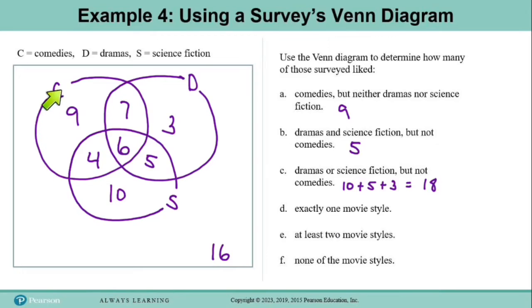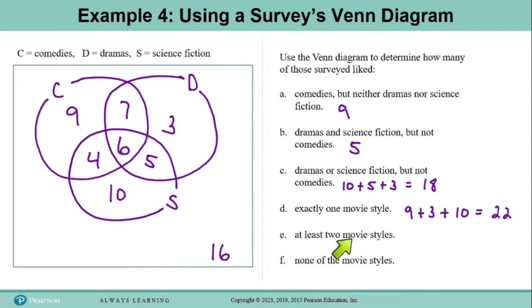Well, these 9 people here like only comedy and nothing else. These 3 people like only drama, and these 10 people like only science fiction. So the people who like exactly one movie style are going to be the 9 plus the 3 plus the 10, so that's a total of 22.